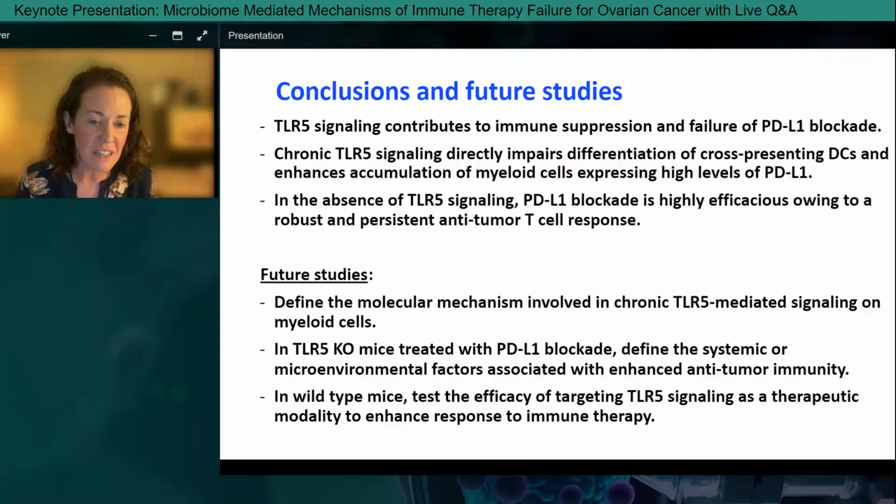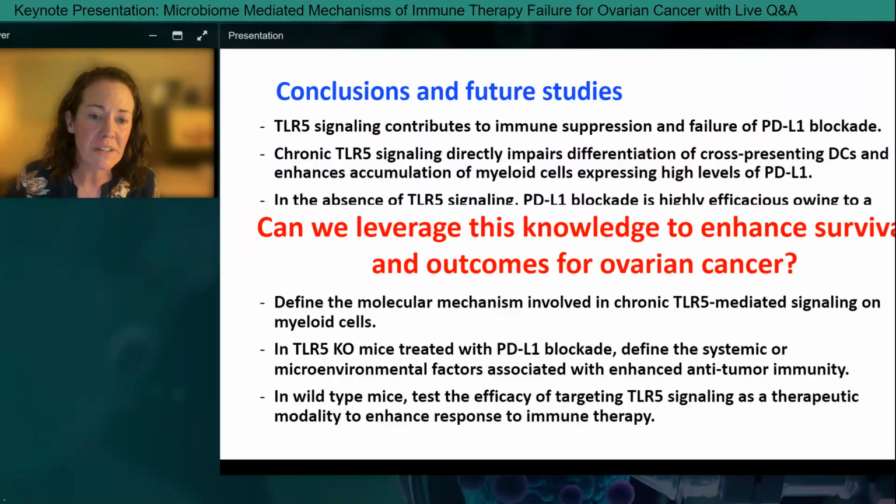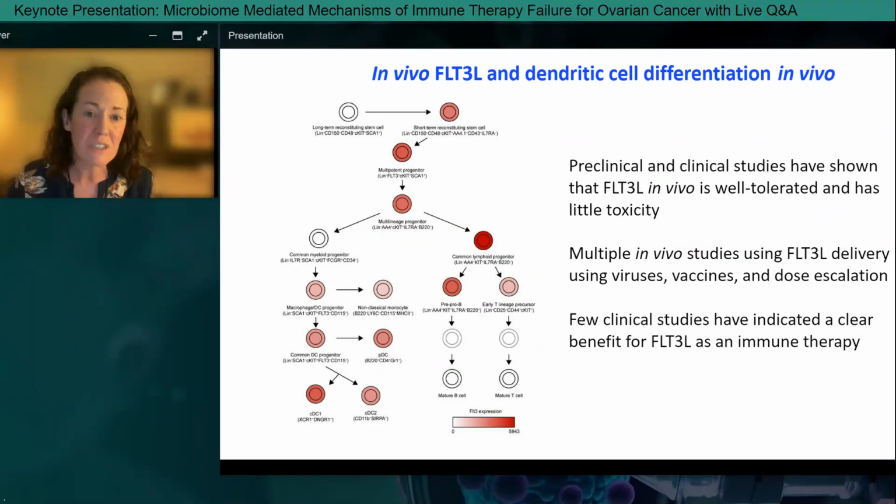And so we have evidence that the T cells that accumulate over time within the peritoneal microenvironment might be more tissue resident and stem-like, indicating an ability to rapidly be deployed against tumors upon re-challenge. These are the cells that you want there long-term to mediate resistance against recurrence. And then in wild-type mice, ultimately, we're hoping to leverage the knowledge that we have gained to enhance survival and outcomes for ovarian cancer.